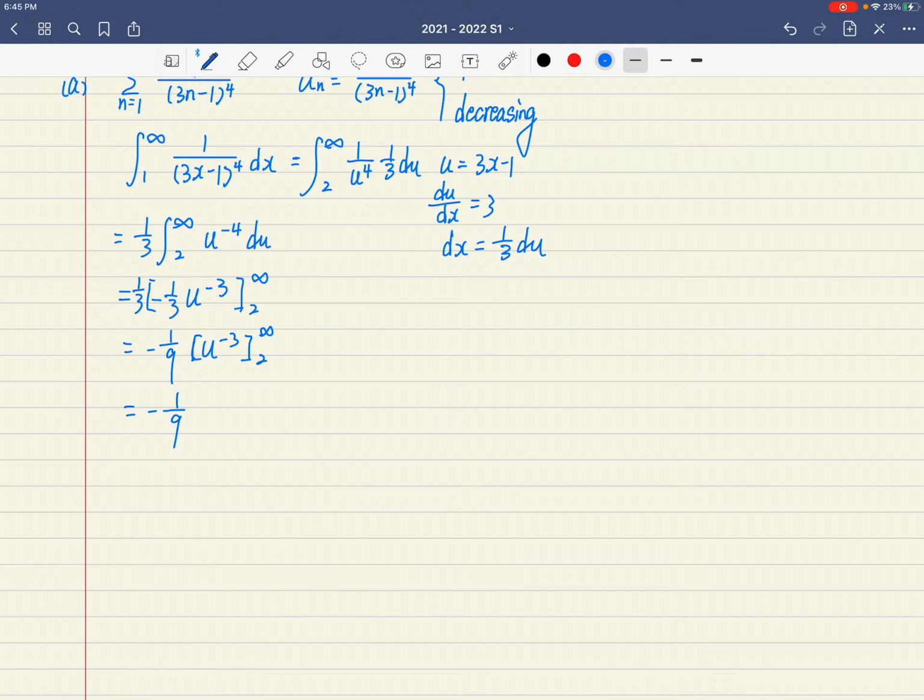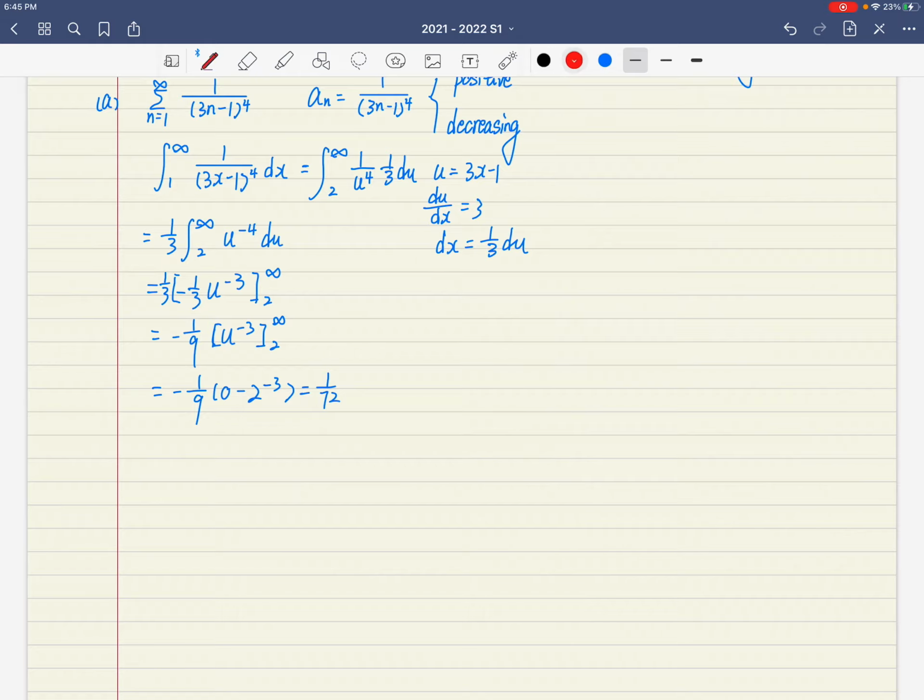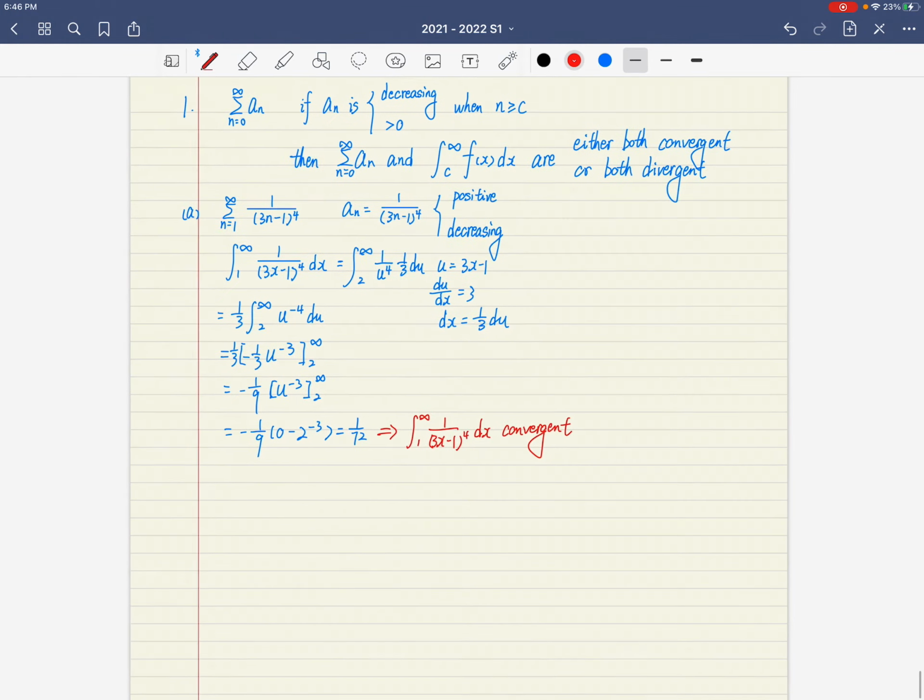When it's infinity, you can see infinity to the power of negative 3 would be 0. Then minus 2 to the power of negative 3. So you do the calculation, it is actually 1 over 72. This is a real number. What does it mean? It means this improper integral is convergent, because the integral is a number.